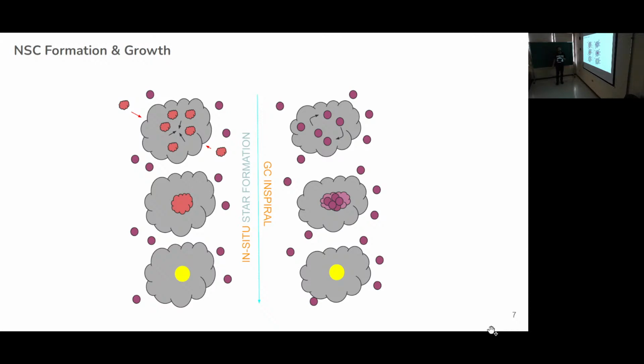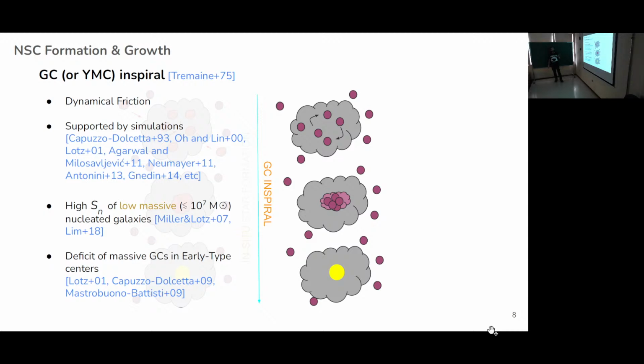But there are two main theories of the formation and growth of nuclear star clusters. The first one, which is considered to be the dominant way nuclear star clusters form, is the GC in-spiral theory. It's basically the effect of dynamical friction: over time, globular clusters formed elsewhere around the galaxy spiral towards the center of the galaxy and then merge into a big star cluster at the center. It is supported by several simulations.